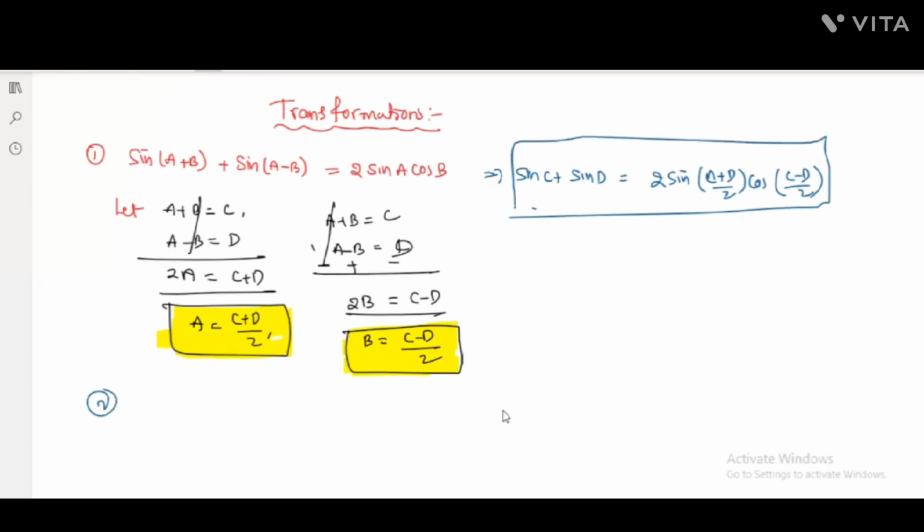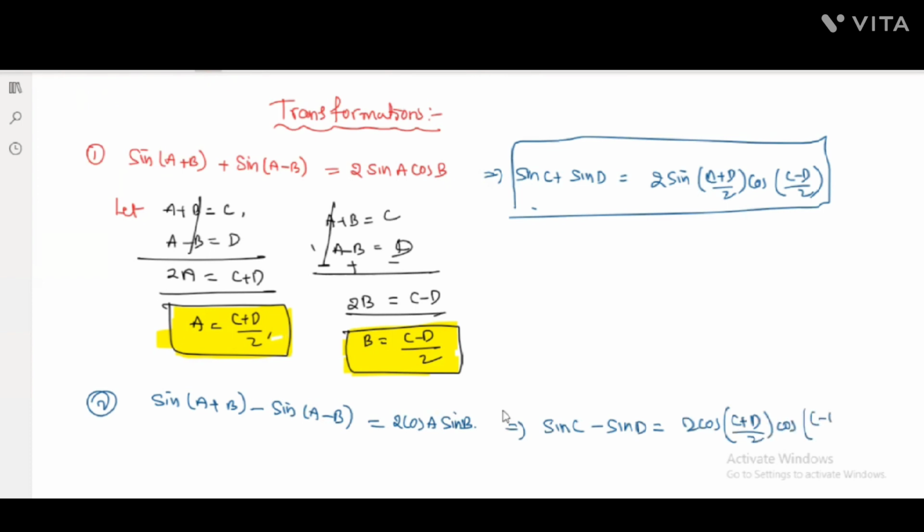And formula number 2: we know sine a plus b minus sine a minus b, which is 2 cos a sine b. If I substitute the same results, I get sine c minus sine d is equal to 2 cos c plus d by 2 sin c minus d by 2.